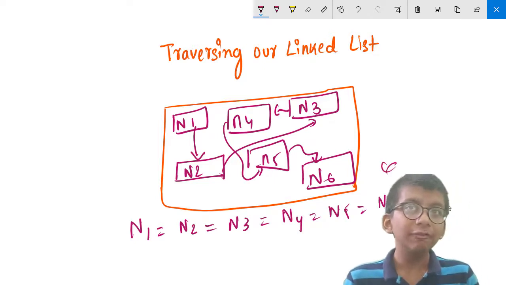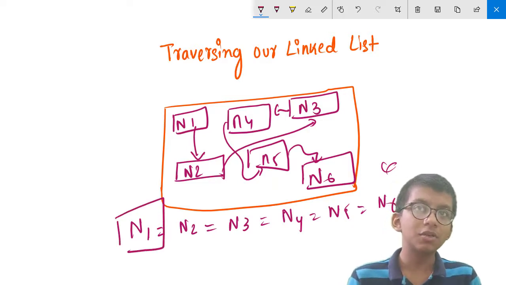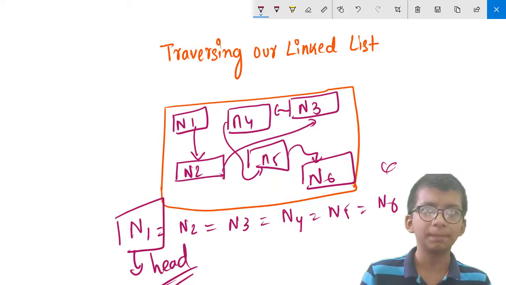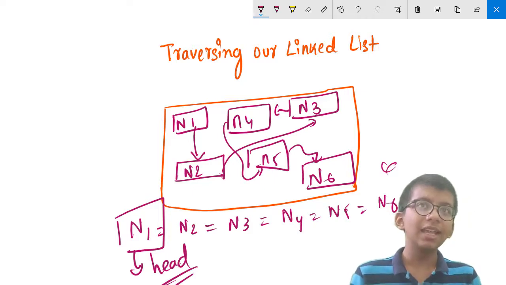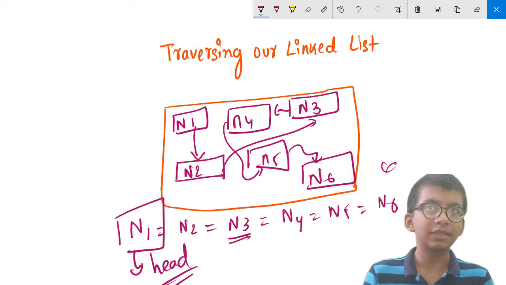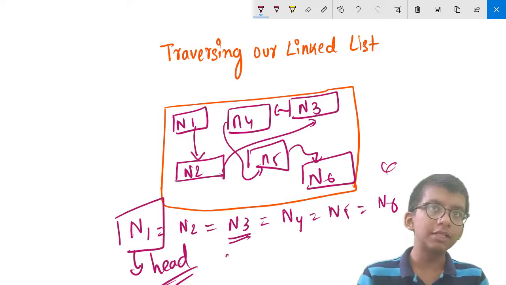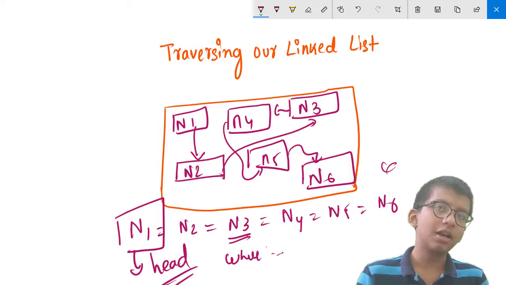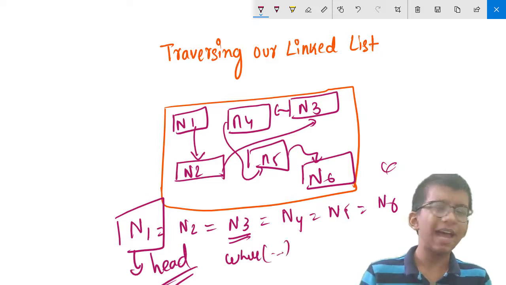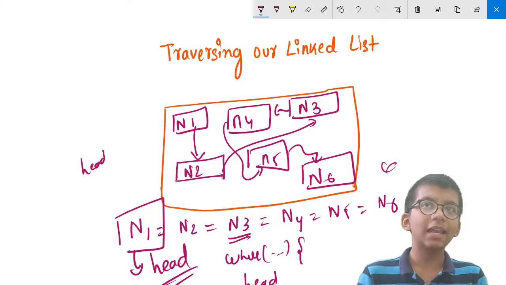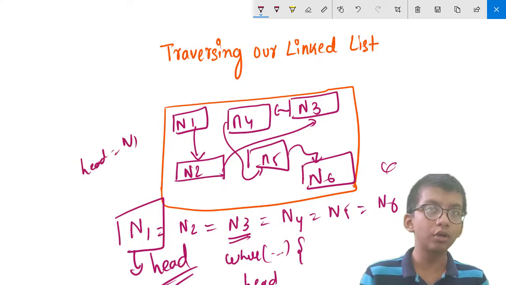If we get this n1, which is often called the head of our linked list, then we can access these nodes. How can we access them? Let's say you want to go to n3 with the help of the head. You can run a while loop and write some condition. Our head is now n1. Our head is node 1.